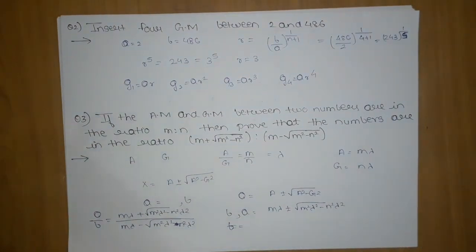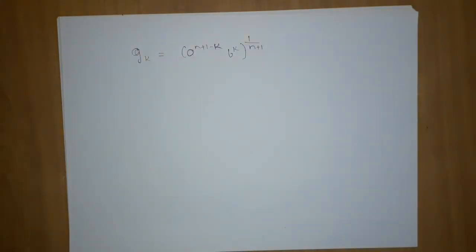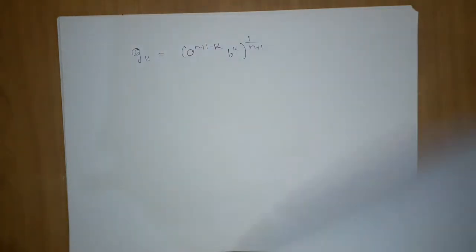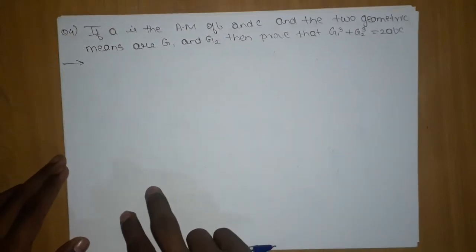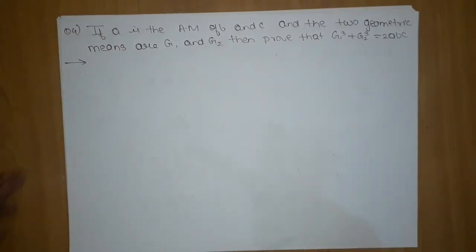Hope you have understood this. Now let's move on to the next question, which says if a is the am of b and c, and the two geometric means are g1 and g2, then prove that g1 cube plus g2 cube is equal to 2abc.